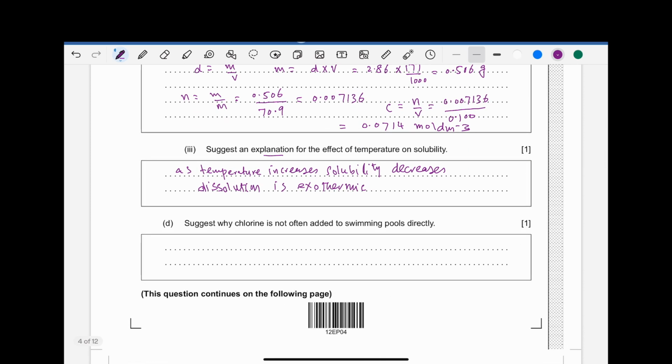Suggest why chlorine is not often added to the swimming pool directly. Chlorine is a poisonous gas, a toxic gas, and is difficult to handle. So we can write down: toxic gas, difficult to handle.